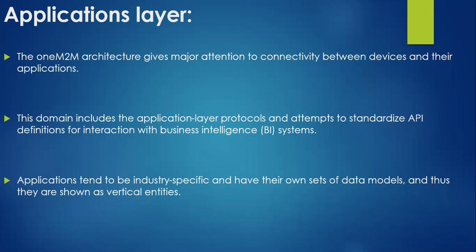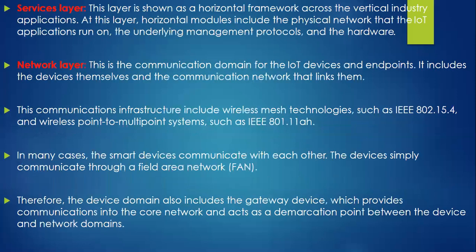Later, applications tend to be industry specific and have their own sets of data models, and thus they are shown as vertical entities. So one more responsibility of the application layer is that we are dealing with three different applications, and each application expects certain data models. According to that, we should be able to provide the information. Remember, this is the responsibility of the application layer. Later, the service layer.